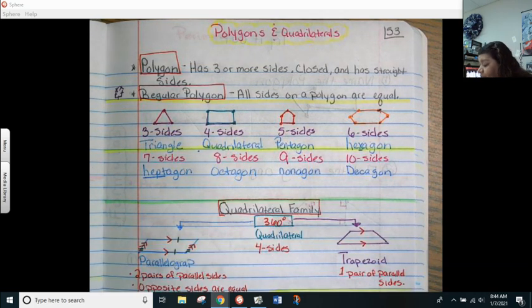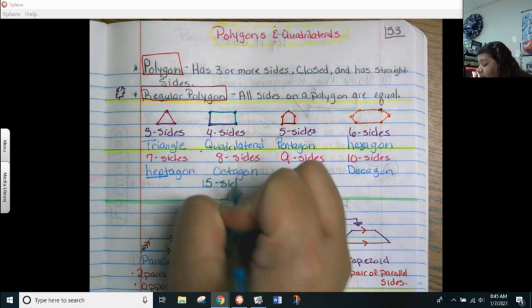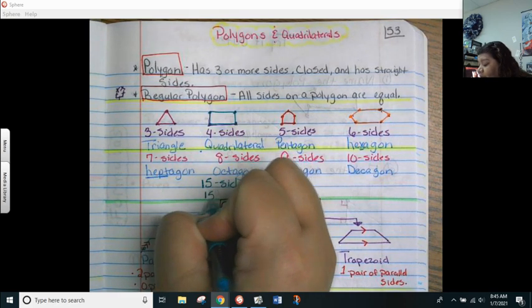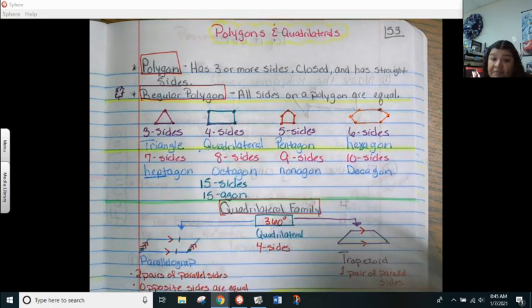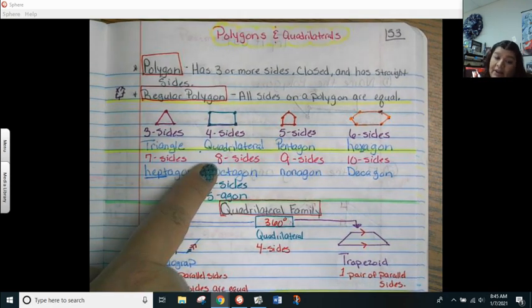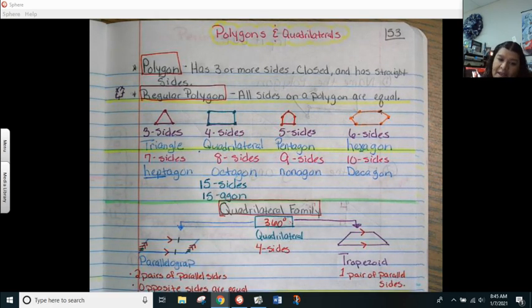Now, sometimes people might not even know the correct term. I don't know what a 15-sided figure is called off the top of my head. So let's say I have a 15-sided figure. What they could do is just call it a 15-agon. So technically I can call this a 7-agon, an 8-agon, a 9-agon, a 10-agon. You get it? So you can just say 15-agon.